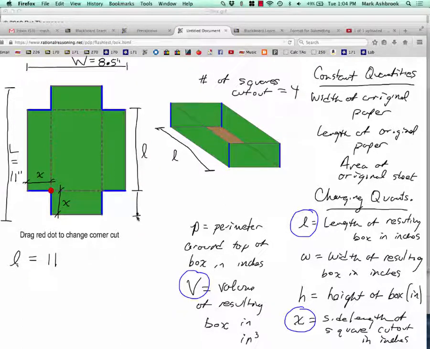So here is x. So what do you think? She said 11 minus x. You're going to need two of them, right? You need one up on top too.